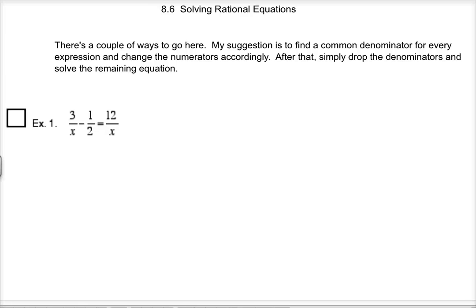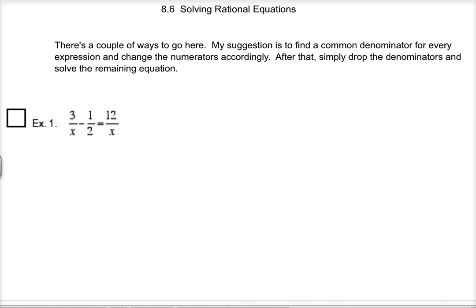All right, lesson 8.6, solving rational equations. So we're just going to have fractions on one side, fractions on the other, some x's in the denominator. What do you do? Well, a couple ways you can do it. You can multiply every term by the common denominator, and that clears out your denominators.